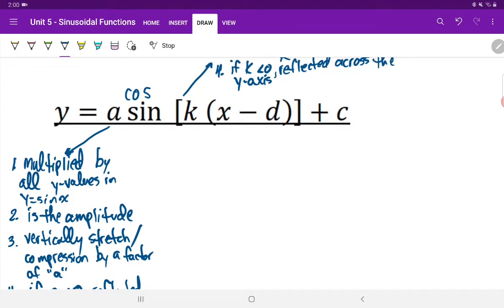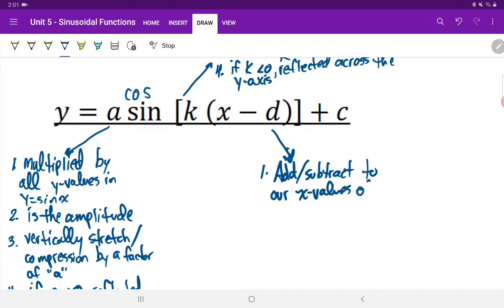D and C were a little more straightforward. Okay, so D, for example, instead of being multiplied by our x values, remember, it only affected our x values left and right. Okay, we add or subtract to our x values of y equals sine x again. So the parent function y equals sine x. Okay? And then there was just a little trick.